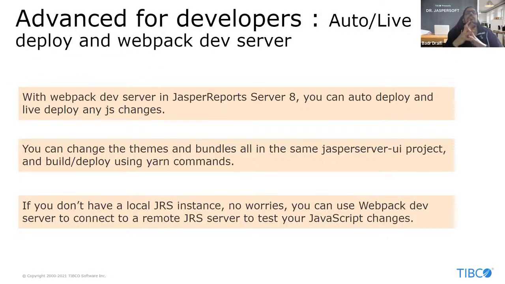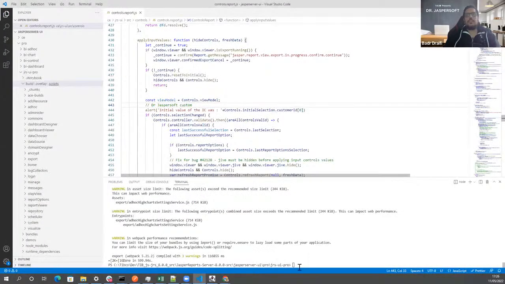Okay, so now we're going to be talking a little bit about how to do the auto deploy and live deploy. I already talked about the auto deploy. If you want, instead of doing the copy paste manually, you can just run yarn run deploy. This will take care of copying the generated script folder to your Jasper Server UI folder. But I won't recommend doing this right now. You can just do it by copying.